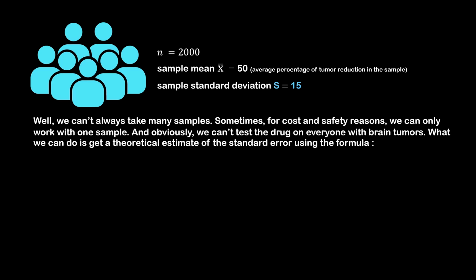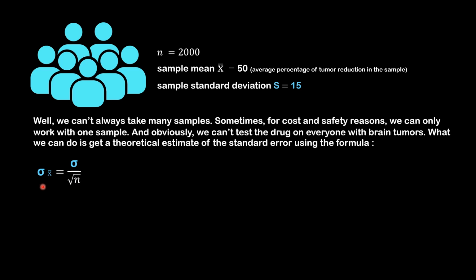What we can do instead is get a theoretical estimate of the standard error using the following formula. This formula is given to us by the central limit theorem, which states that the standard deviation of the sample means is equal to sigma, so the standard deviation of the population, divided by the square root of n, where n is the sample size. In this case, it's 2,000.